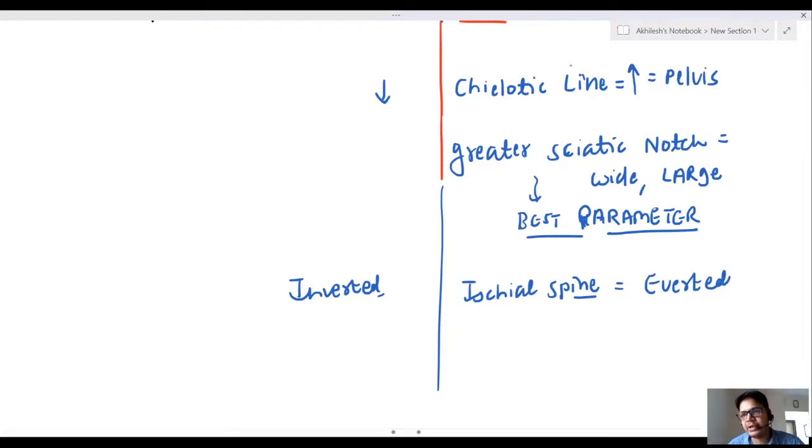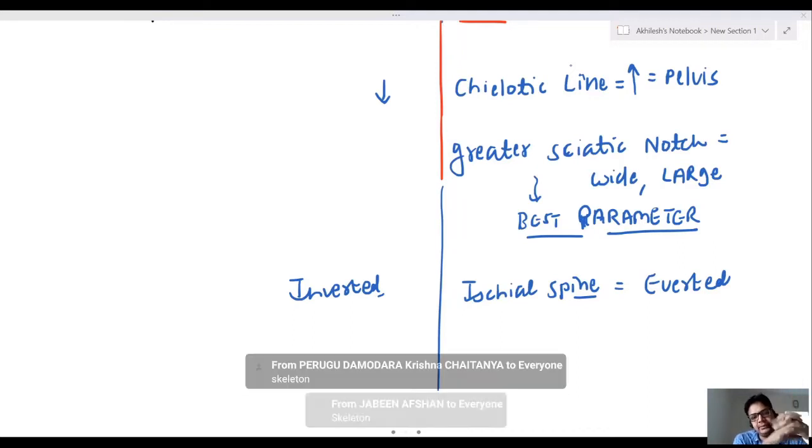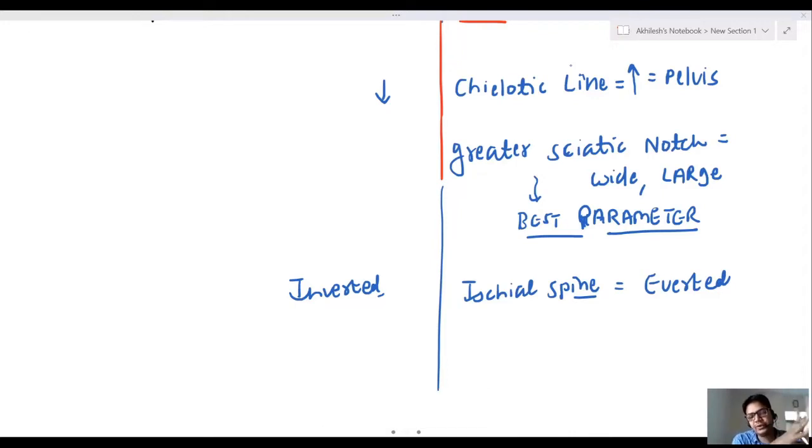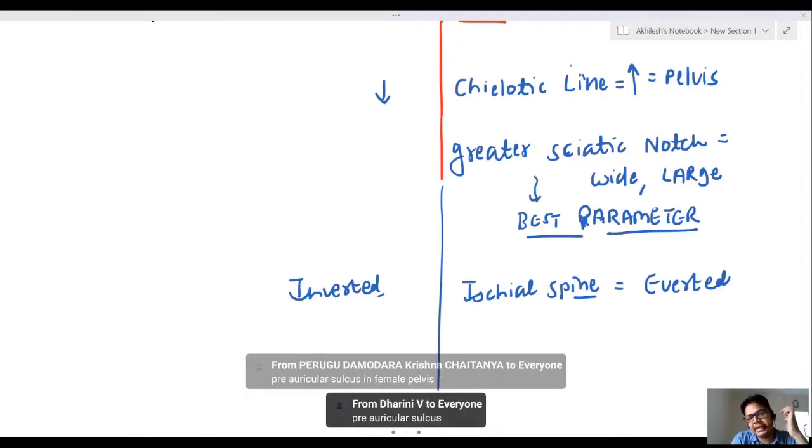Now I'm putting some MCQs, write down. First, which is the best bone to decide male or female, pelvis or complete skeleton? What is tertiary sexual character, and present in which bone? Preauricular sulcus present in female pelvis.